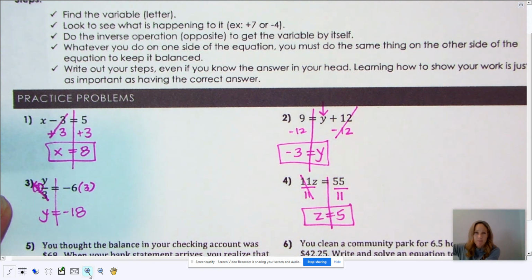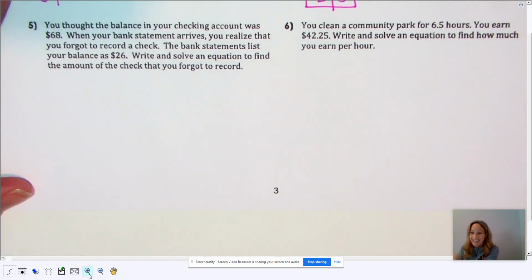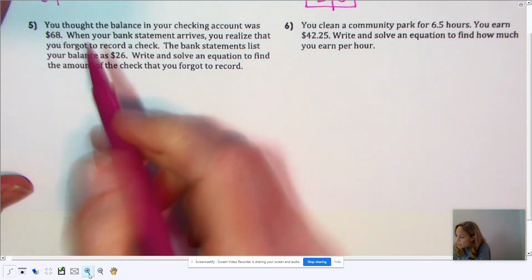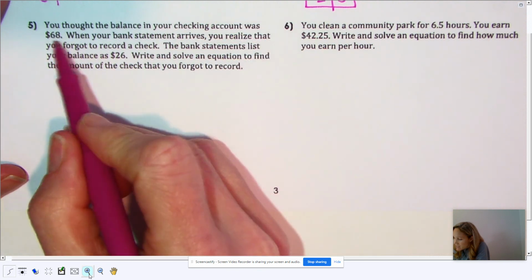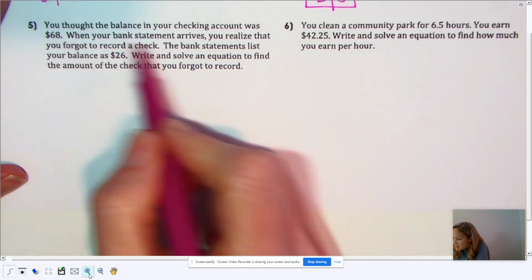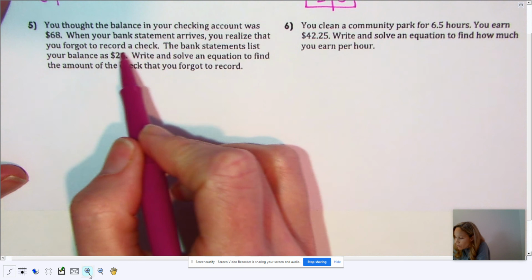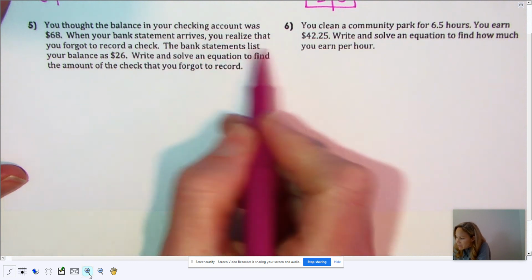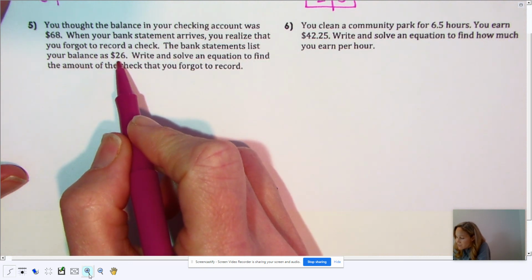Okay, word problems. I'll just skip those. No, I'm just kidding. We still have to do the word problems. All right, so you thought the balance in your checking account was $68, but when your bank statement arrives, you realize that you forgot to record a check. The bank statement lists your balance as $26.